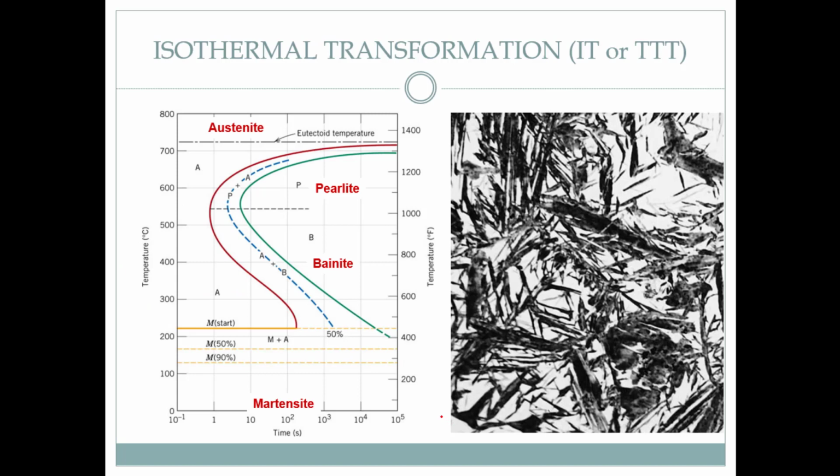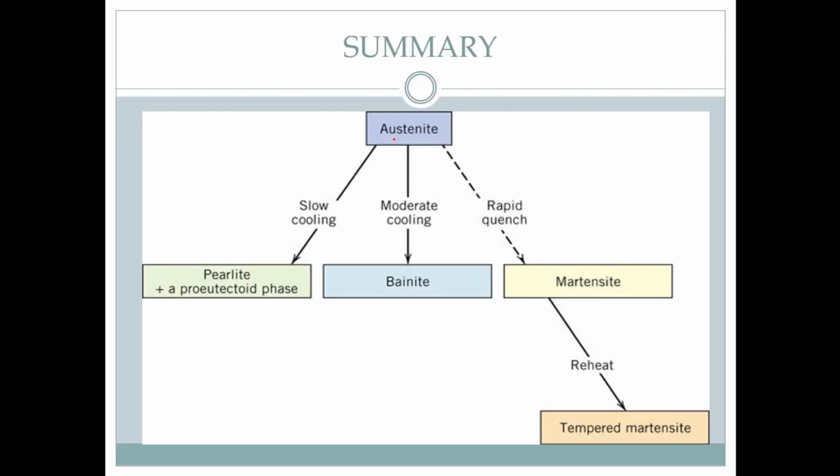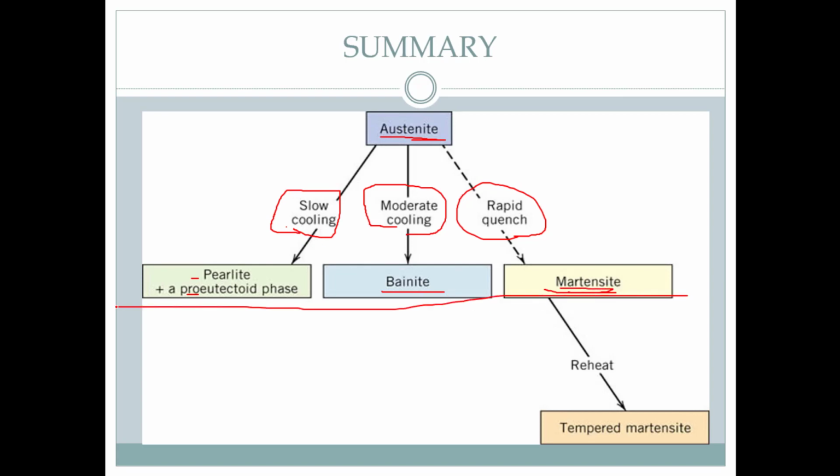when we do the experiment. So this is the austenitic temperature, and we'll move to perlite, bainite, and martensite as a result of cooling. We can go to martensite by rapid quenching, we can go to bainite by moderate cooling, which is normalizing, or we can go to perlite and proeutectoid phase using slow cooling, which we call annealing. So this is experiment 7. As an extra, if we reheat the martensite, we get tempered martensite.